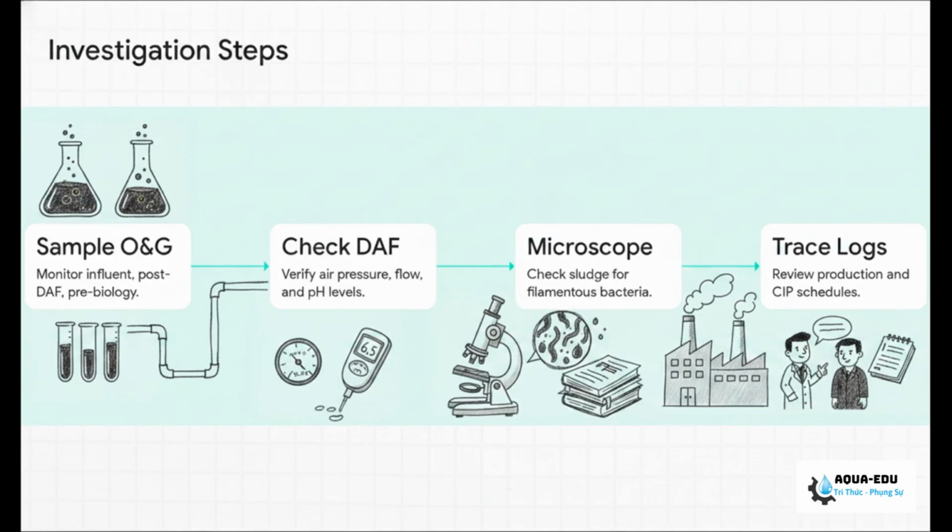First, pull your samples to find exactly where the system broke down. Next, check your DAF pressures and your pH. We really want that pH sitting right in that sweet spot between 6.5 and 7.5. Third, get that sludge under a microscope ASAP to look for those nasty, oil-loving filamentous bacteria. And finally, go trace the production logbooks. March over to the factory side and find out exactly what they dumped and when they dumped it.